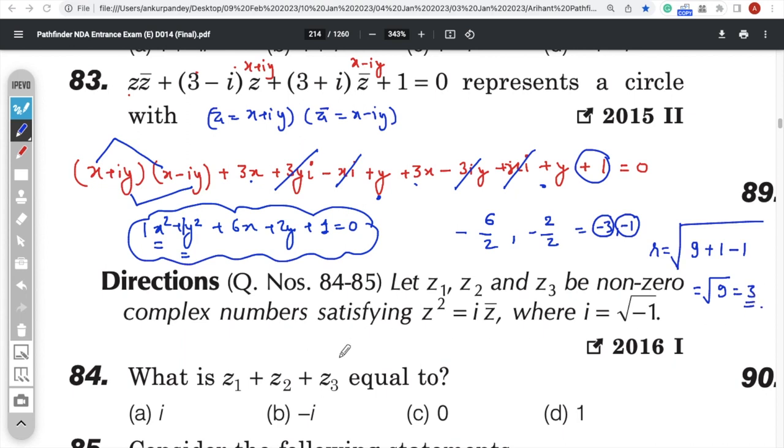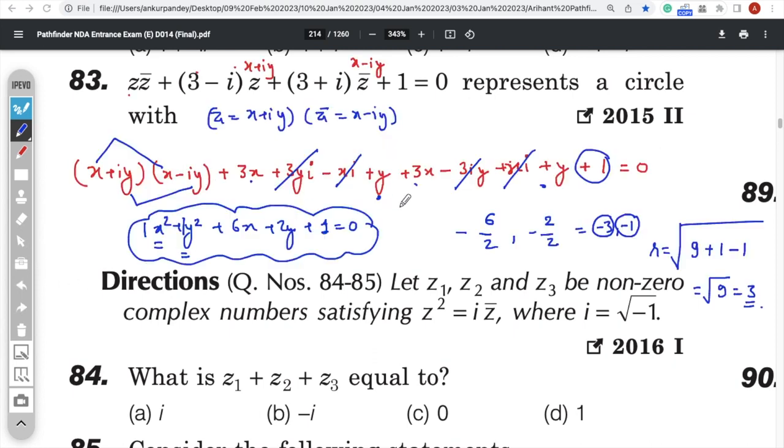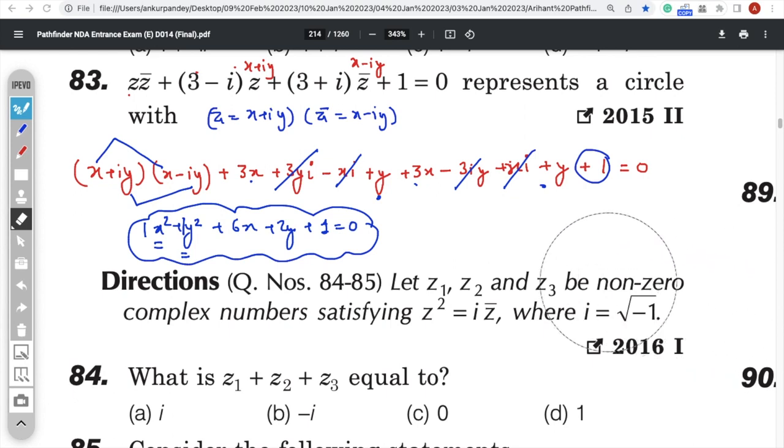Understood? Yes, sir. Sir, can you repeat it? Which part, beta? Center or radius? Both. We got the equation. From the equation, how to get the center? Center is equation's x part, equation's y part. Half them and change the sign. So -3 comma -1 is the center. Okay?